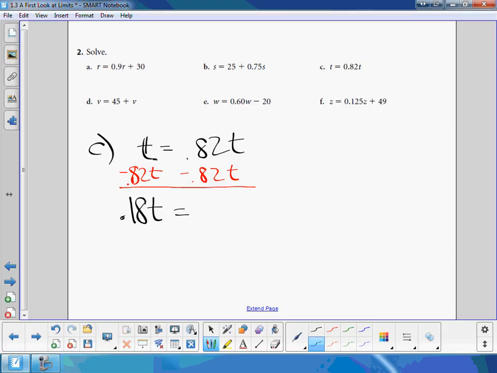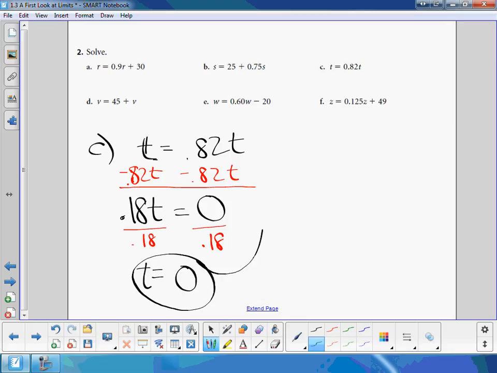There's nothing left. So you might be afraid of that, the fact that, wait, that's not right, nothing's left. That's okay. 0 is a number. 0 is allowed to be an answer. And when you divide both sides by 0.18, that's actually what you get. t must be 0.